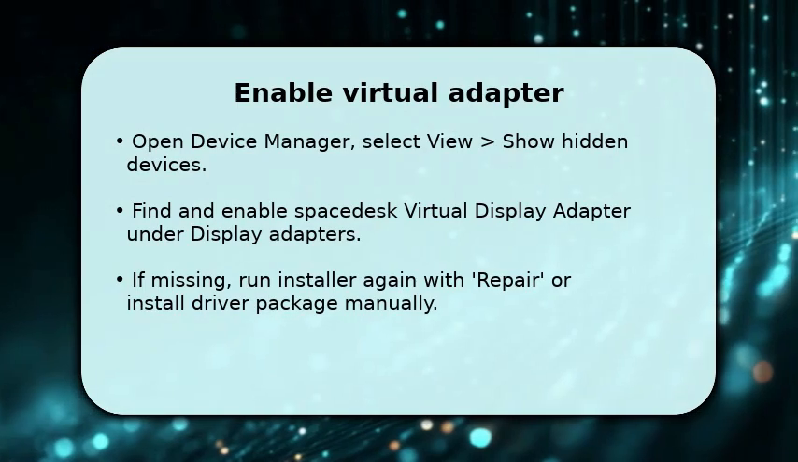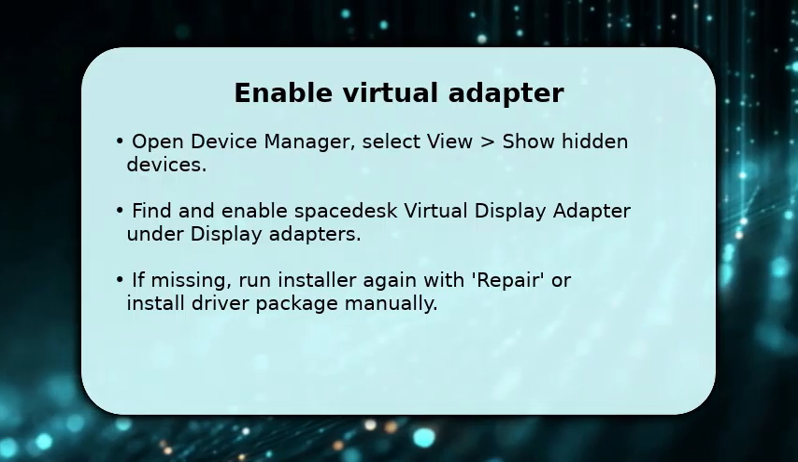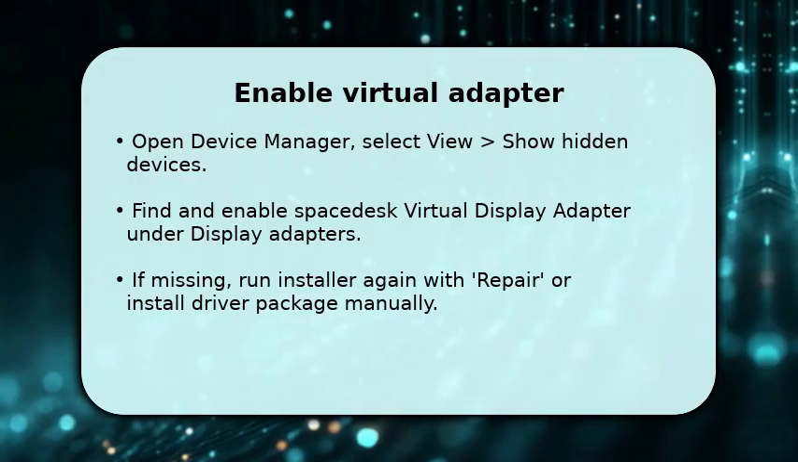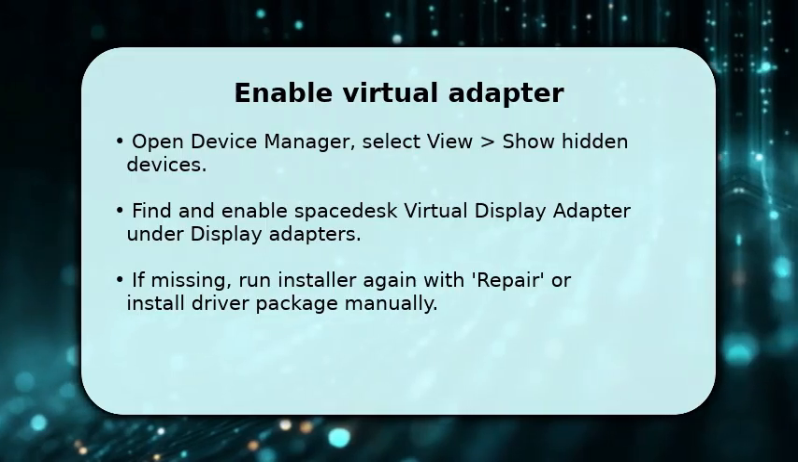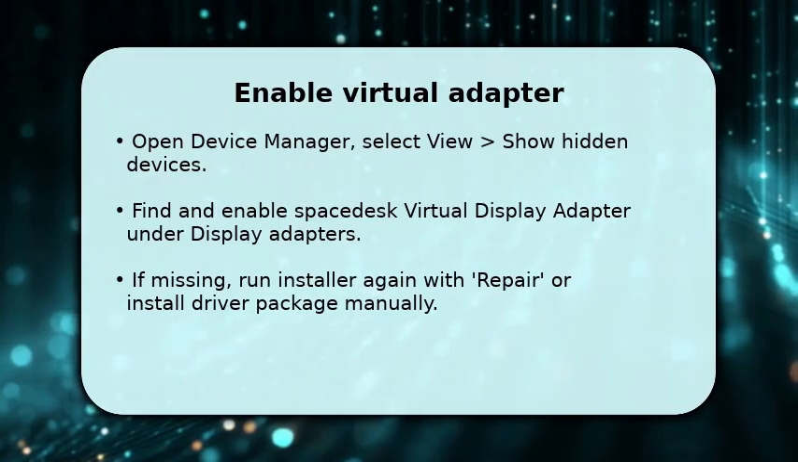Once the installer has finished, open Device Manager and select View, then show Hidden Devices. This reveals the Spacedesk Virtual Display adapter. If the adapter is disabled, right-click and enable it. Windows needs that adapter active to create a remote display.